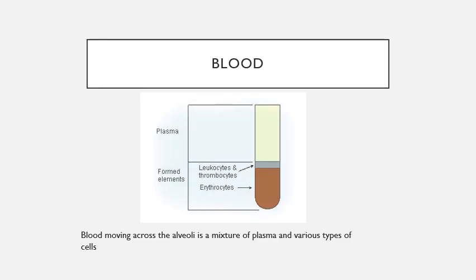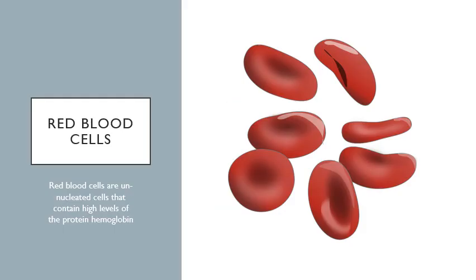That blood is not just red blood cells. It's a mixture of red blood cells and plasma and various other types of cells. There's other stuff in there, but we're really concerned about those red blood cells. Red blood cells are unnucleated. They have no nucleus, but they contain very high levels of the protein hemoglobin.